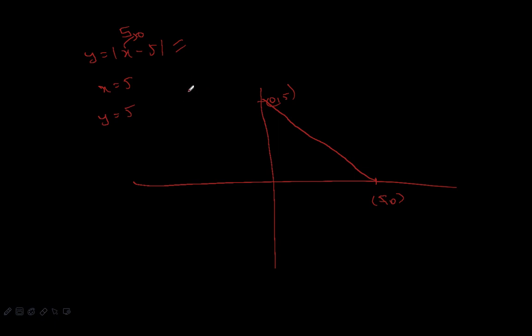We need to draw more of the graph. Suppose let us take x equal to 6, y equal to mod of 6 minus 5. We don't need mod because it is already a positive number. 6 minus 5 is 1, so it will always be a positive value. So for x equal to 6, y equal to 1. Now take x equal to 7, y equal to 2.